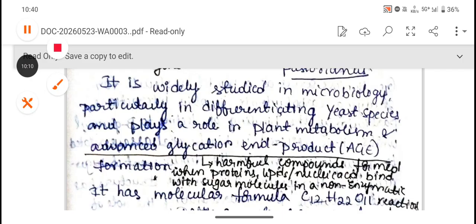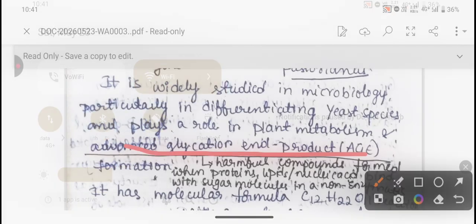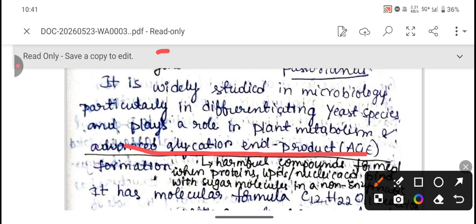So here, what are advanced glycation end products? These are harmful compounds formed when proteins, lipids or nucleic acids interact with sugar molecules in a non-enzymatic mechanism. Basically, the proteins formed in the body can be linked to carbohydrates, to glucose, to form glycoproteins, right?